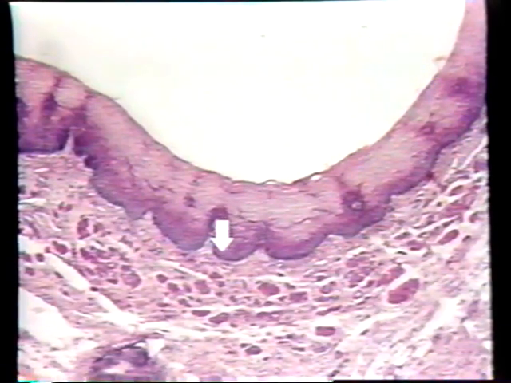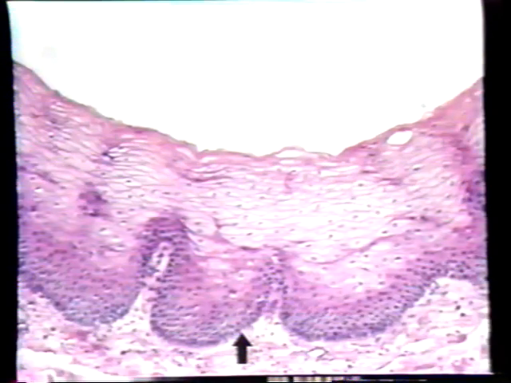We can see these details a little bit better at higher magnification, so let's look at a higher magnification image of the same specimen. This is a higher magnification view of the esophageal epithelium. The arrow is at the junction of the epithelium and the connective tissue upon which it rests. So the arrow points to the base of the epithelium, and the full thickness of the epithelium extends from here up to the surface.